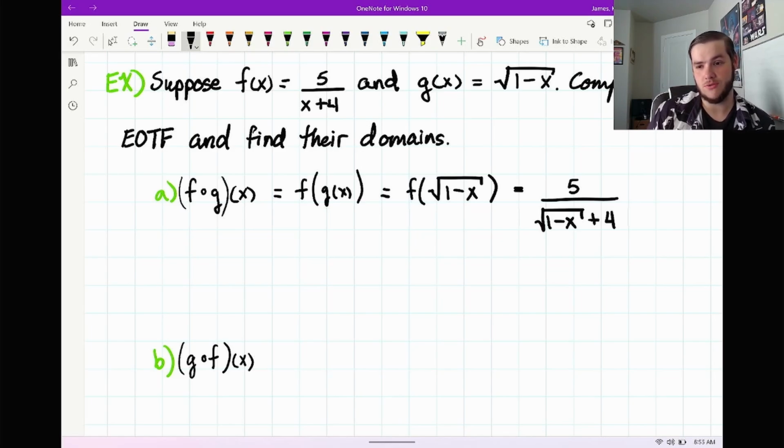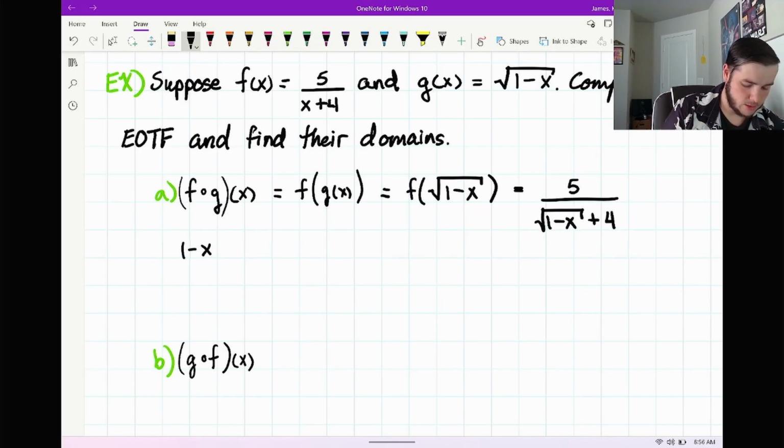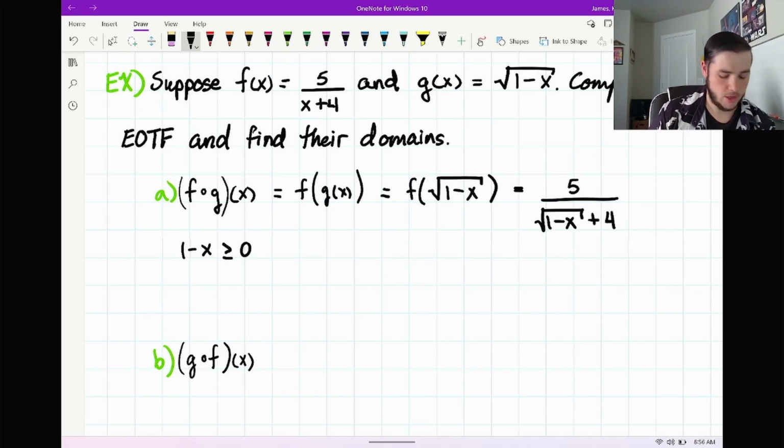I've got all sorts of stuff going on in this one. I've got a 1 minus x under a radical, or I should say under an even radical. Now, I know this has to be greater than or equal to 0. Solving for x, I would add the x over to both sides and get that x has to be less than or equal to 1.